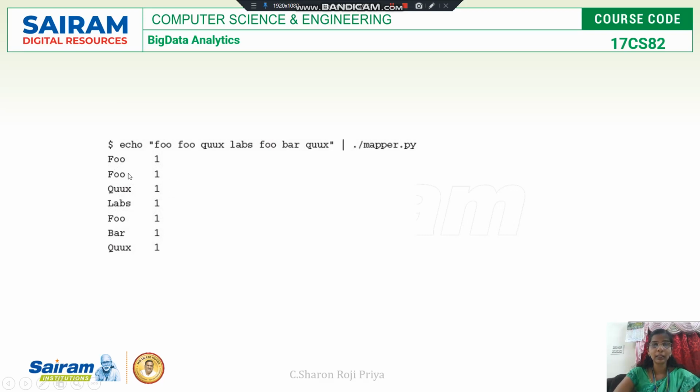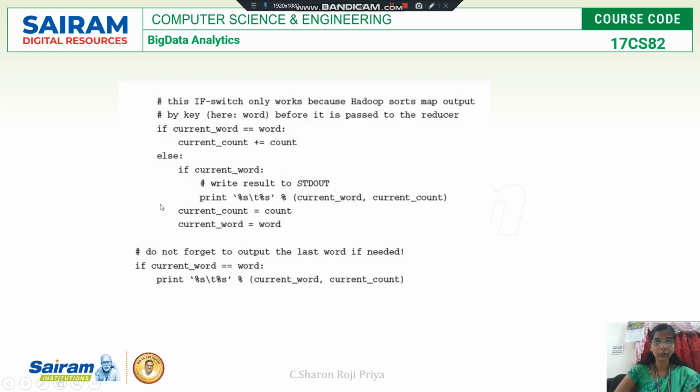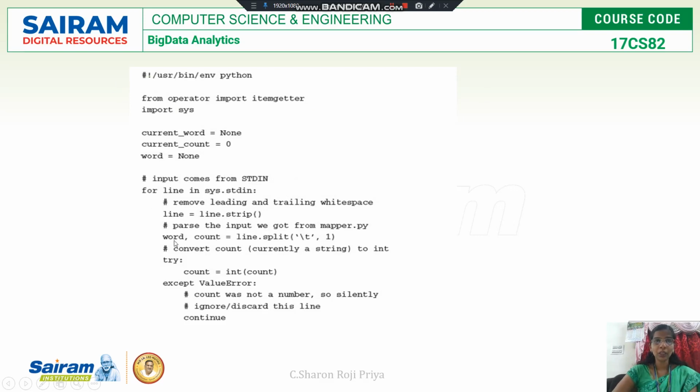Take this line, break, split. Breaking is nothing but splitting into two values. Between these two I have a tab space. So with the tab space I'll split it. So I'll get foo, 1. This 1, since it is a string at this point, should be converted into integer. So all these things I am doing. So foo, 1, convert into integer.